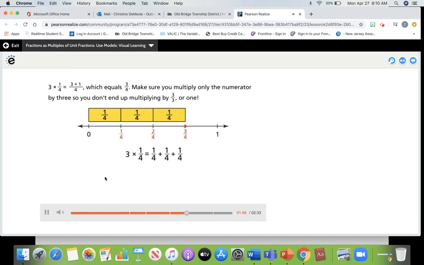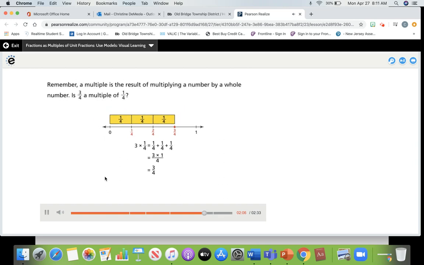3 times 1/4 equals the quantity 3 times 1 over 4, which equals 3/4. Make sure you multiply only the numerator by 3, so you don't end up multiplying by 3/3 or 1. Remember, a multiple is the result of multiplying a number by a whole number.